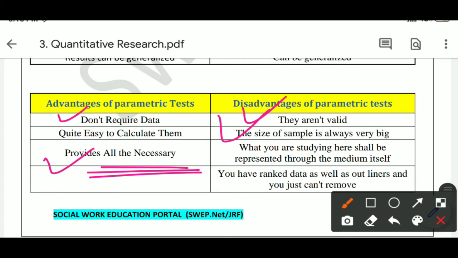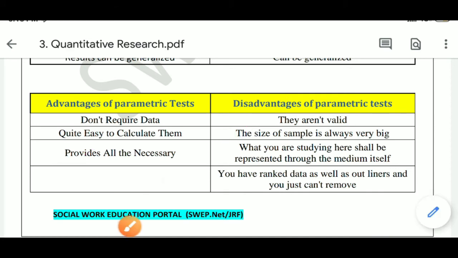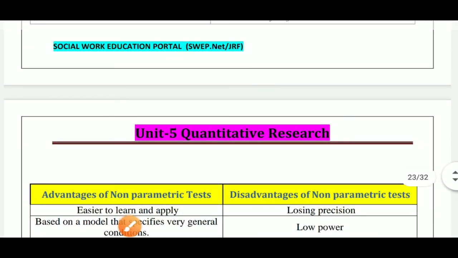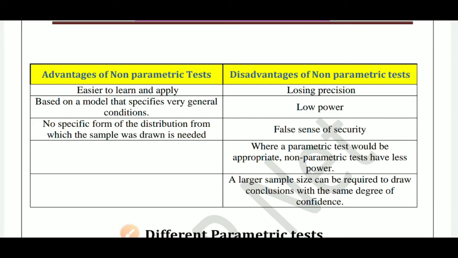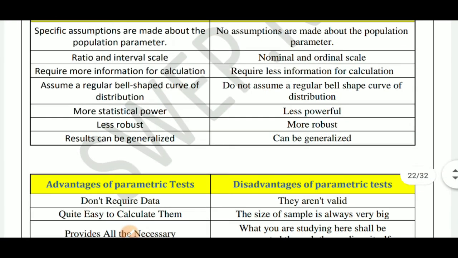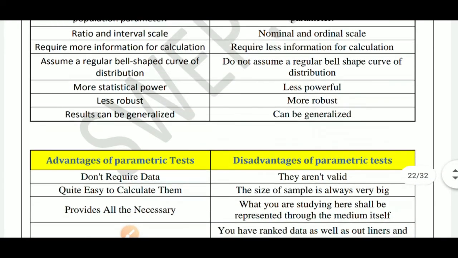When you study, the data shall be represented through the mean itself, and you have to rank the data as well as outliers, and you just can't remove them. So you have to basically rank the data that you are using in the parametric test. So you use different scales, which I have discussed here, like ratio and interval scale, something like that.